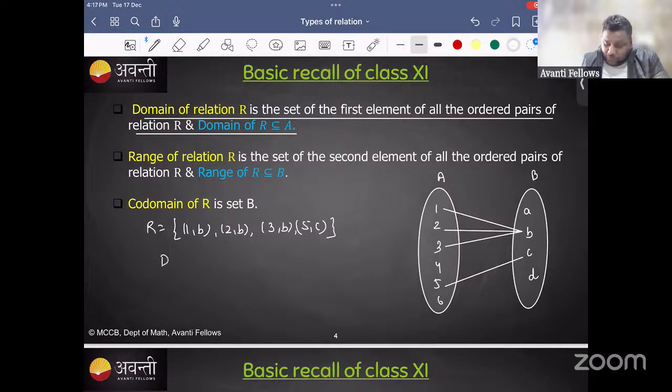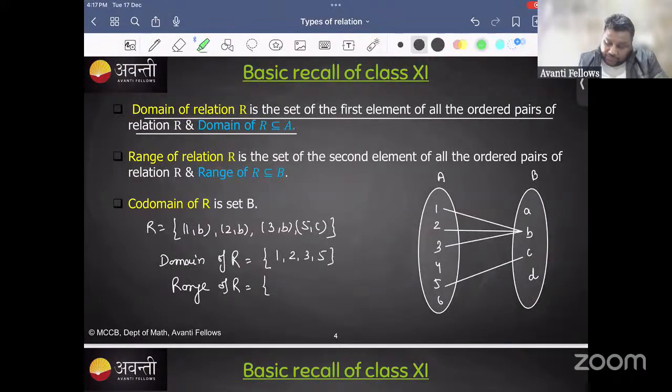So what will be the domain of R? The domain of the relation will be the collection of first elements of the ordered pairs, that is 1, 2, 3, and 5. Now comes the range. Range of R is the collection of second elements. Second elements are b, b, b, c. In any set we don't repeat elements, so the range is b, comma, c. Now the codomain is like in a function. It is the entire set B.